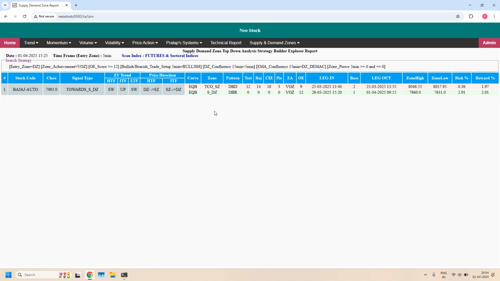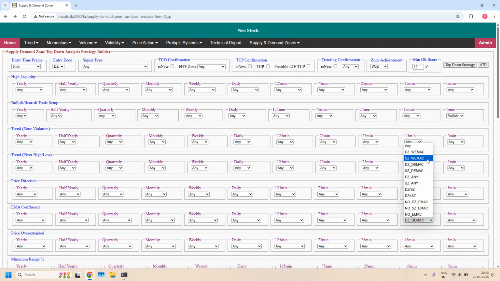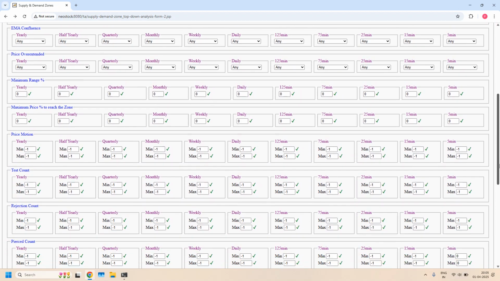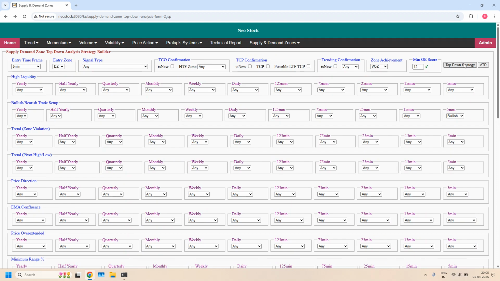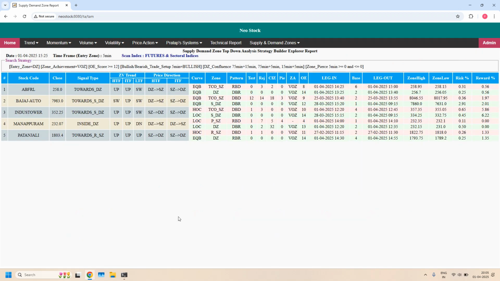Okay, next we will look into LTF, ITF and HTF demand zone confluence supported stocks. That is 5 minutes, 15 minutes and 75 minutes demand zone confluence. The first filter is already enabled. Next, 5 minutes with 75 minutes demand zone confluence. 15 minutes with 75 minutes demand zone confluence. With all the 3 filters, we got 5 stocks.